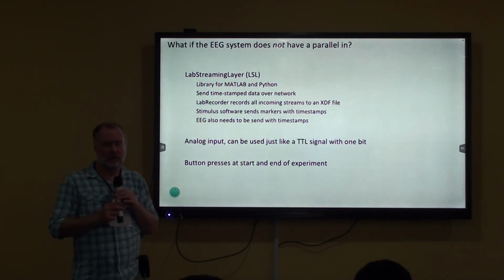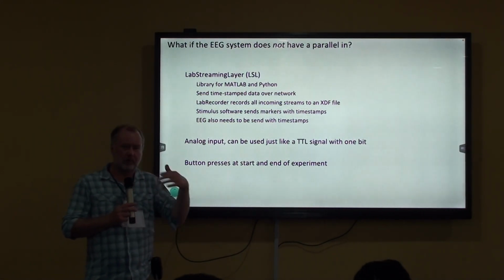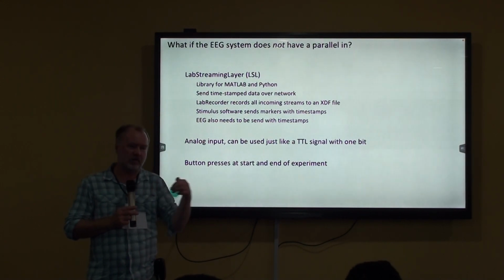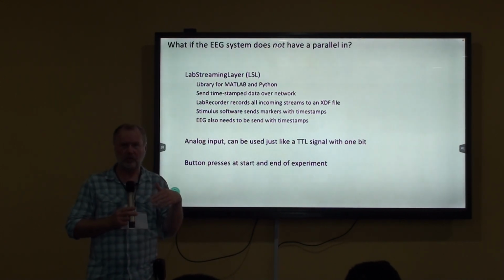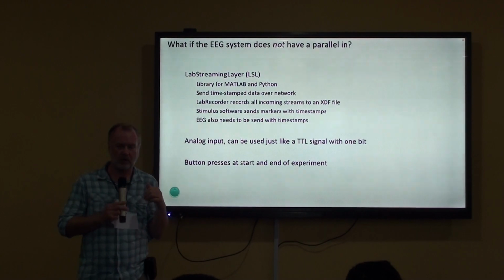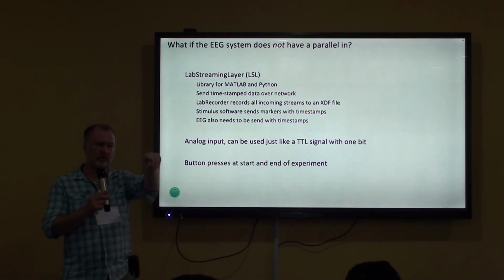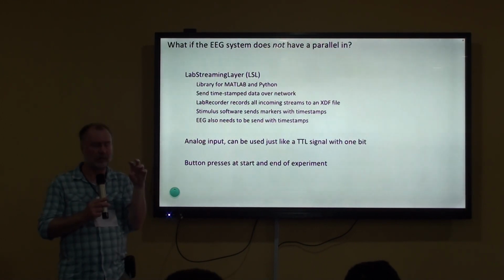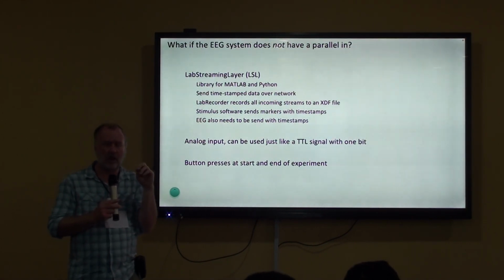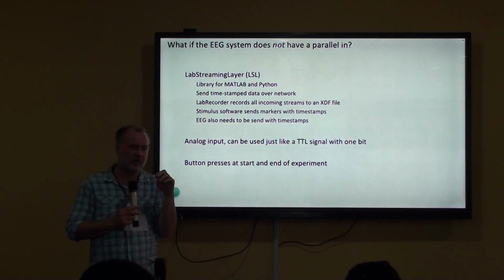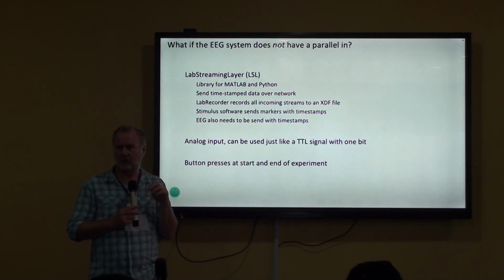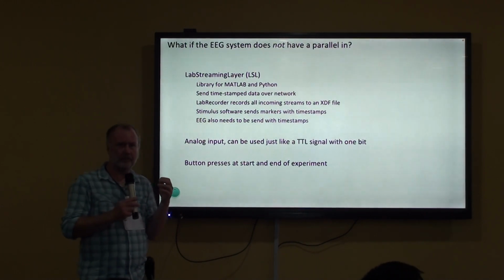Okay, nearly all EEG systems that are used for research have a parallel input port, but not all EEG systems have one. For example, the Unicorns, the very small EEG systems that we had there, are wireless. There's no parallel input on those. Also, clinical EEG systems might not have a parallel input port for sending triggers. So what do you do then?